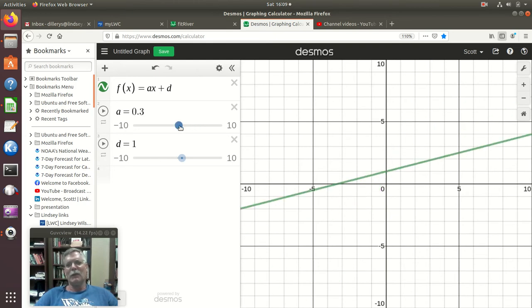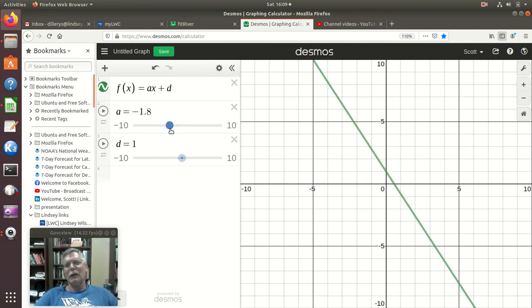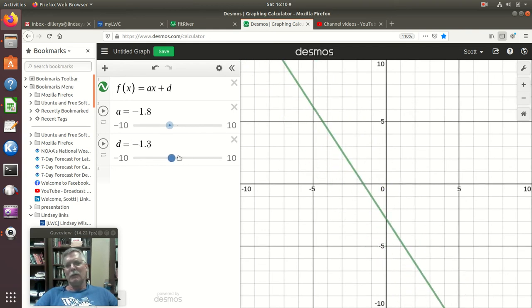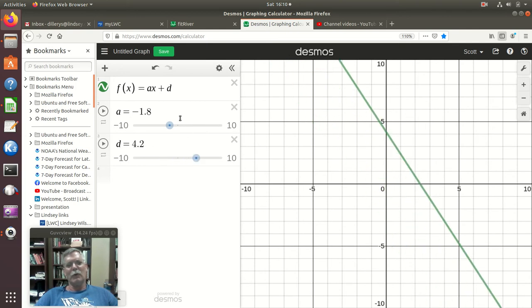So we can make it steeper, and if we change to a negative, then it goes down to the right, or we call that decreasing, so it's either increasing or decreasing. And then, of course, we can change the intercept by moving the d here, or what you're used to with b's in the mx plus b sort of thing. Okay.